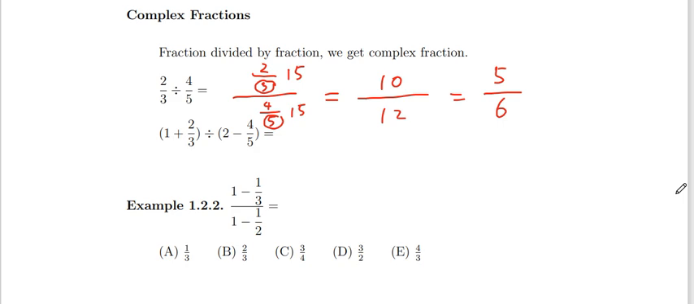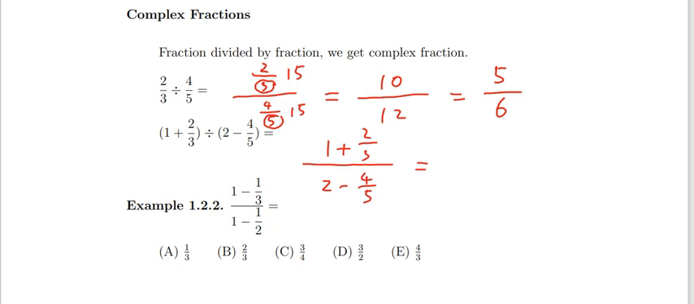So we can also regard this as 1 plus 2 over 3, over 2 minus 4 over 5. So this is like a complex fraction. For complex fractions, the idea is the same. We don't like this 3, we don't like this 5. So we multiply by 15 to get rid of those denominators.